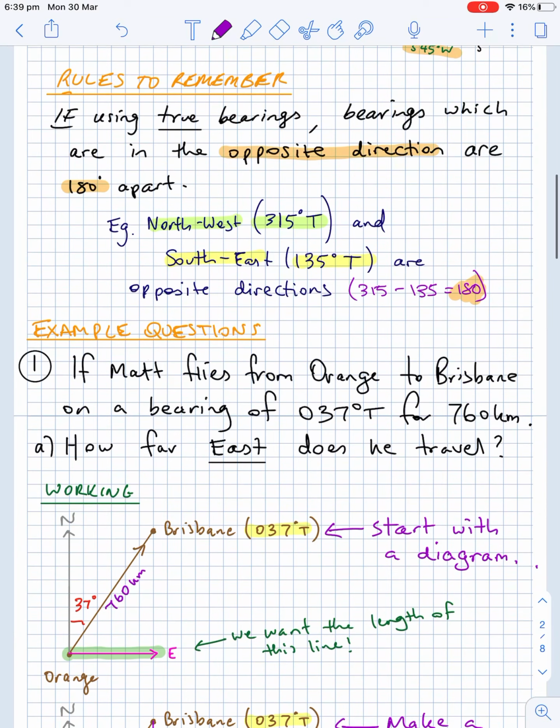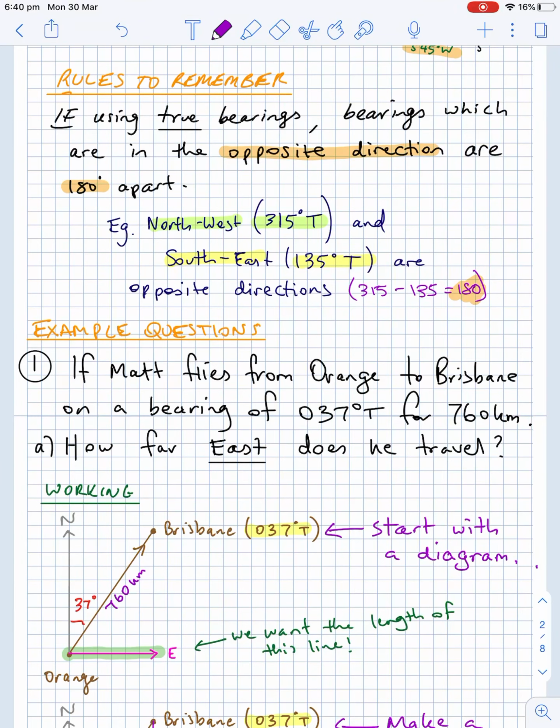Okay, so rules to remember. If using true bearings, so true bearings are definitely the sort of bearings that are most commonly used. Bearings which are in the opposite direction to each other. So a really important idea, because you have to deal with opposite directions a lot in a lot of questions. They're 180 degrees apart, there's opposite directions. So an example is, say, northwest and southeast. These two are in completely opposite directions.